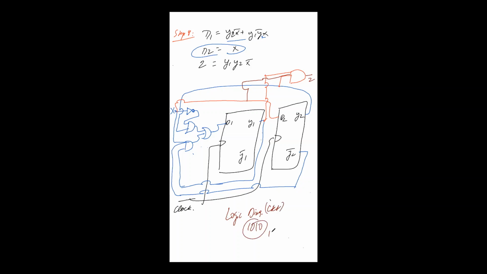Similarly, you can draw for 1 0 1 1 on your own, or 1 1 0 1. This is for 4 bits, you can draw for 5 bits also, 1 0 1 0 1. It is up to you. You can draw it and check it by yourself.